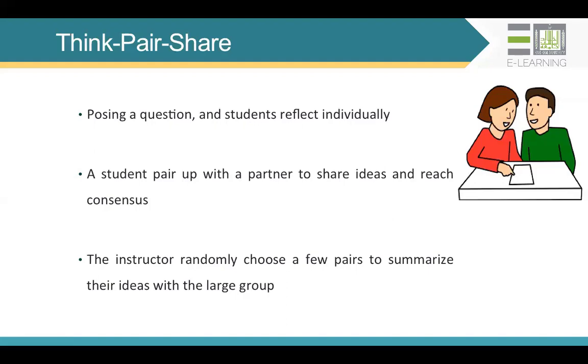Think, pair, share involves asking students a particular question. For example, what is the initial acute management of a patient presenting with chest pain? And then you allow students to reflect on this question individually, let's say for 3 minutes. Then you ask students to pair up with someone sitting next to them and share responses and thoughts. They do that verbally and then come to a consensus and agreement. Then the instructor can randomly choose a few pairs to summarize their ideas to the whole group. This is a really effective strategy, and it could also be used in a large classroom setting. If you have 100 students in a class and ask them to pair, you will have 50 pairs of students.